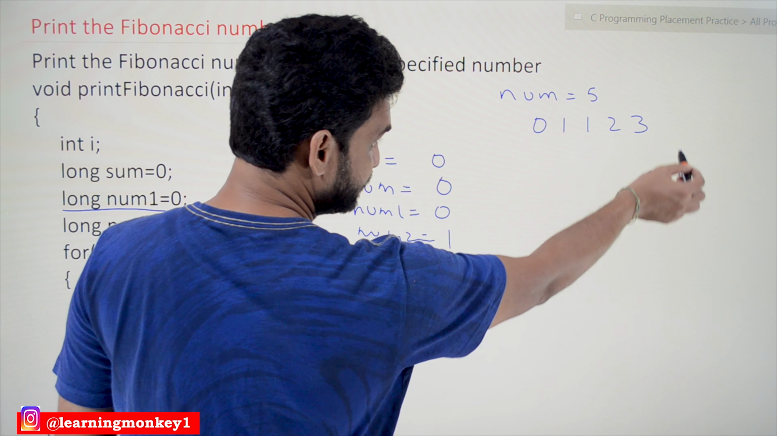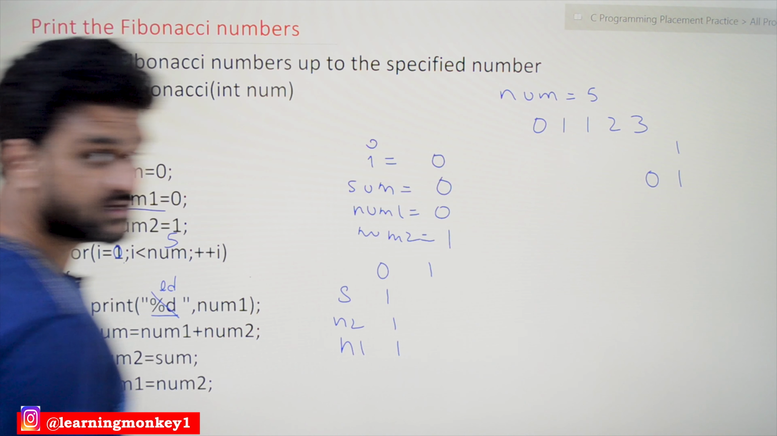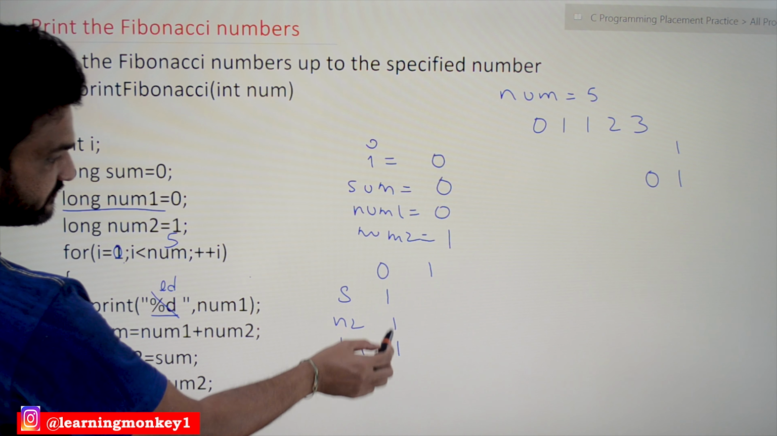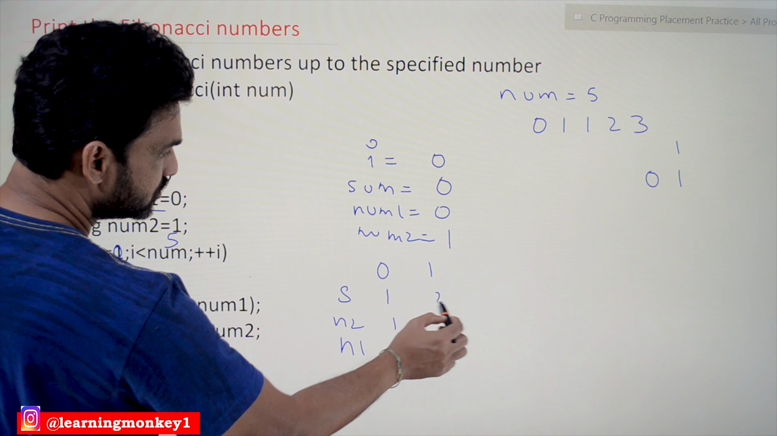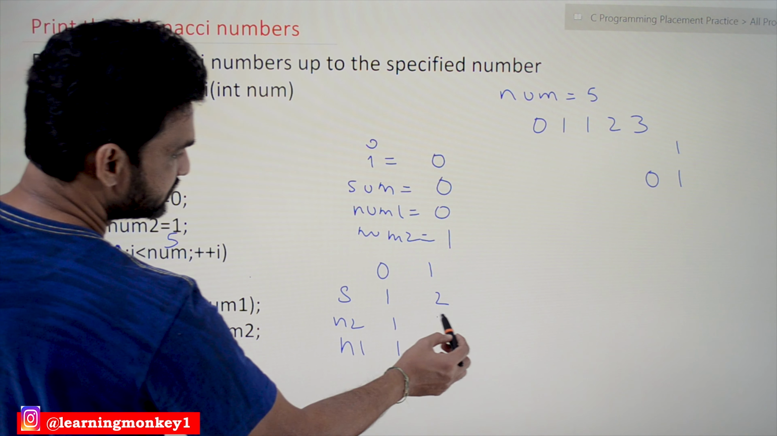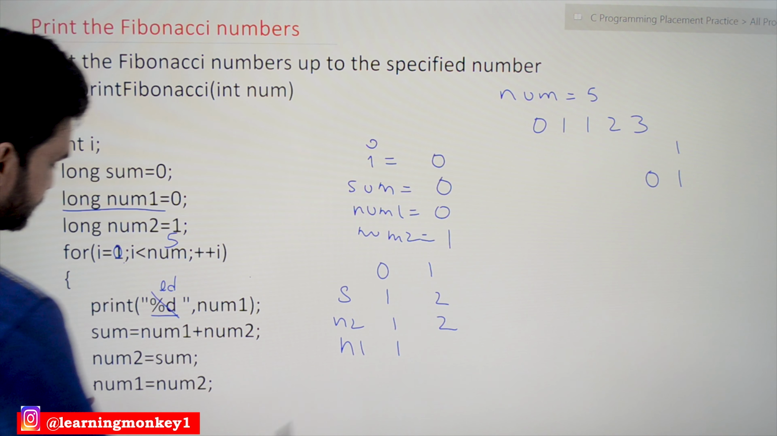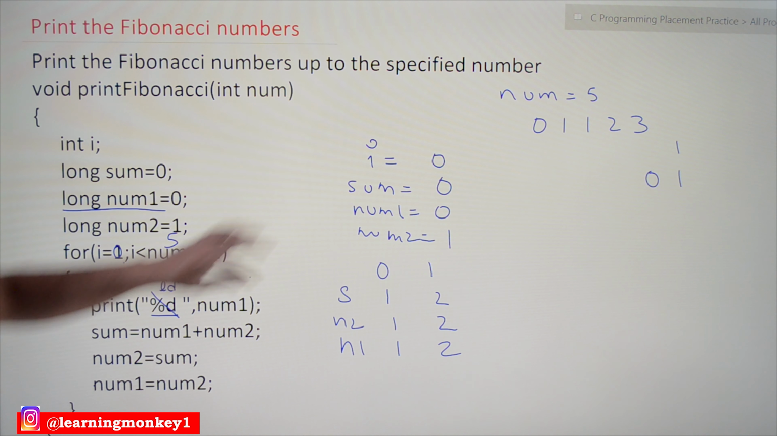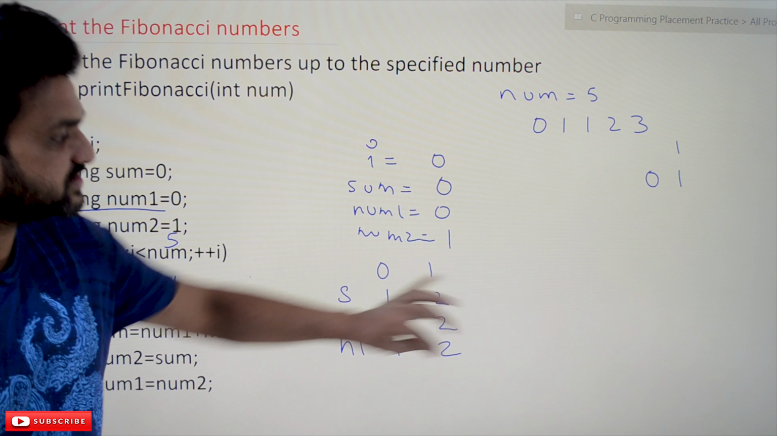Okay, when the value of i is equal to 1, it has printed 1. Sum is equal to n1 plus n2, so sum is equal to 2. n2 is equal to sum, and n1 is equal to n2, which means this one. When the value of i is equal to 1, these are the changes that are made.